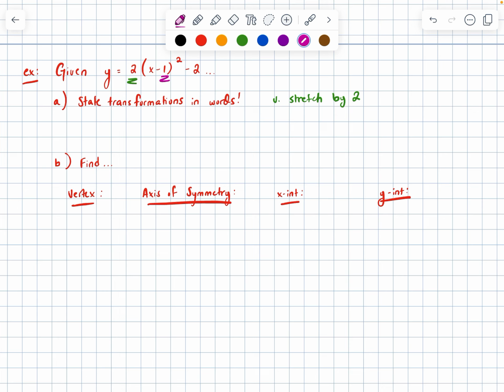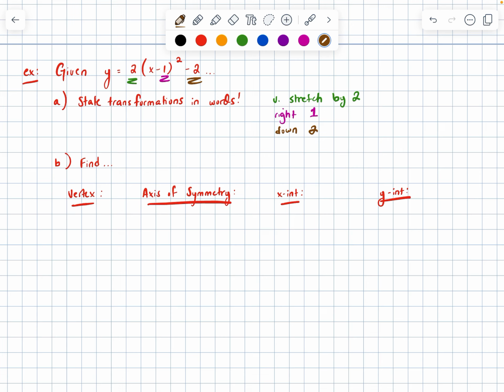This negative 1 here, inside of my square, again, it's the opposite of what I expect. I expect a negative to move me to the left, but here it's horizontally going to move me to the right. So this moves me to the right by 1 unit. And this negative 2 outside of our square, the value is negative. So here's my vertical translation. When it's negative, it does what I expect outside of the square. It's going to move me down 2 units.